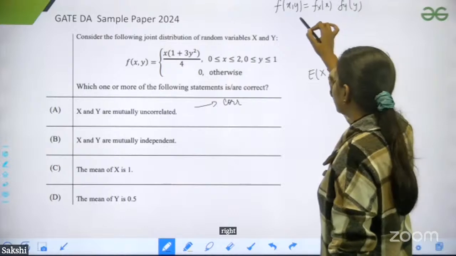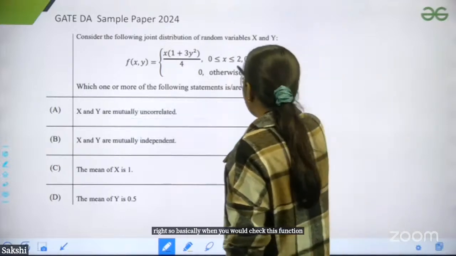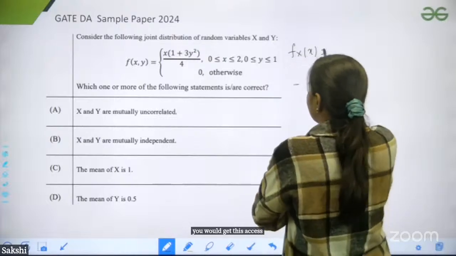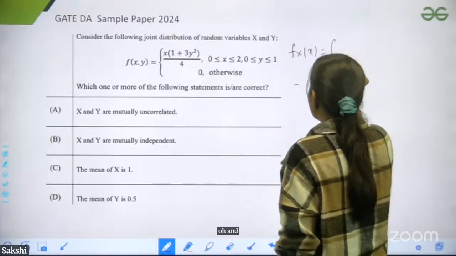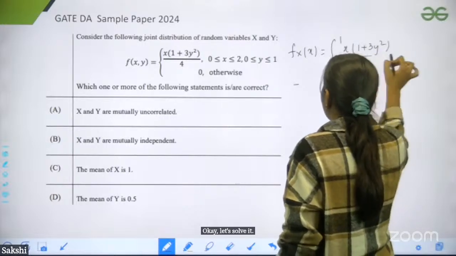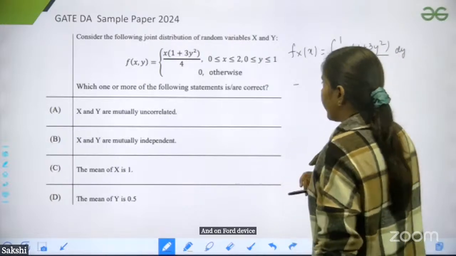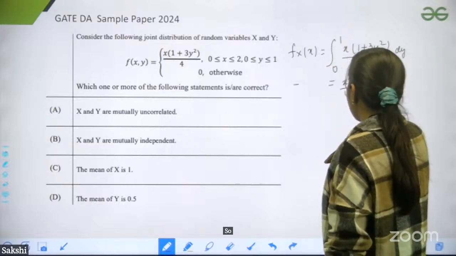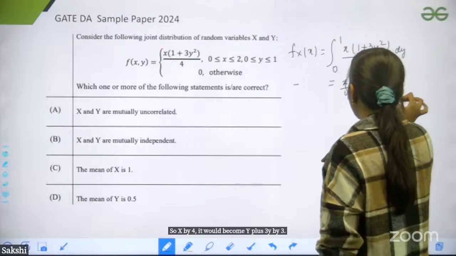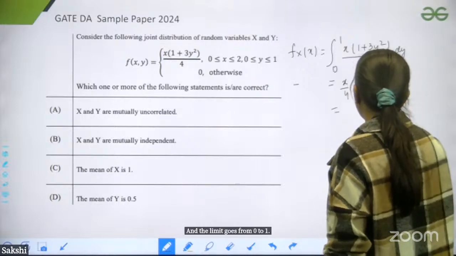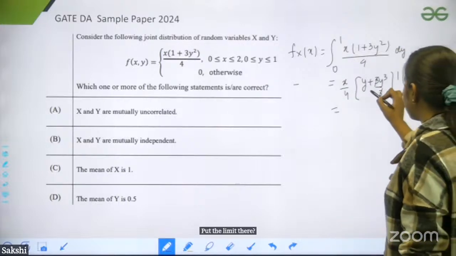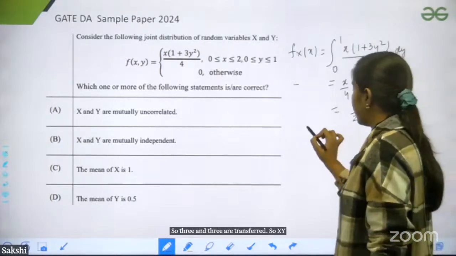So basically, when you check this function f of xy, if you find out f of x, let's solve it. It would be x into 1 plus 3y square over 4 dy. We'll integrate with respect to y only. So x by 4, it would become y plus 3y cubed by 3, and the limit goes from 0 to 1. If I put the limit here, 3 and 3 get cancelled, so x by 2 we get as f of x.